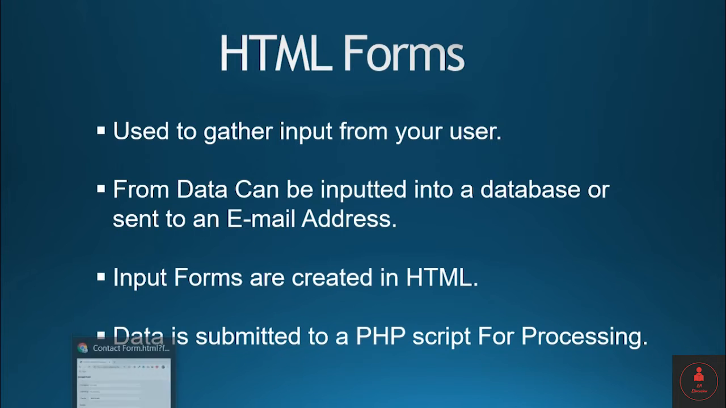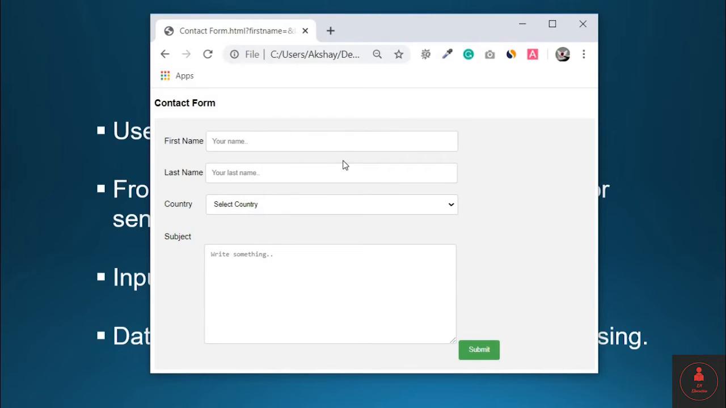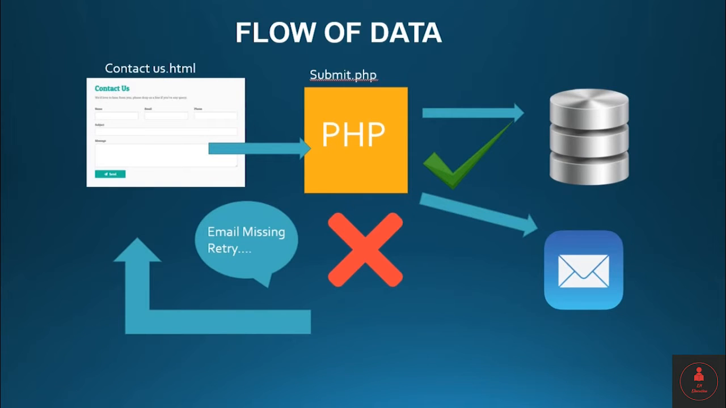Let's take a look at an example of a basic contact form on this web page. On this form, the user is able to submit details, for example, first name, last name, country, and subject message. Now, let's explore how a form is processed. Once the user clicks the send button, first the user completes the form and fills out all the form details.